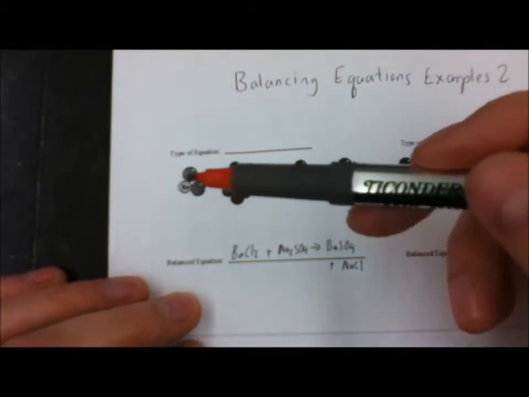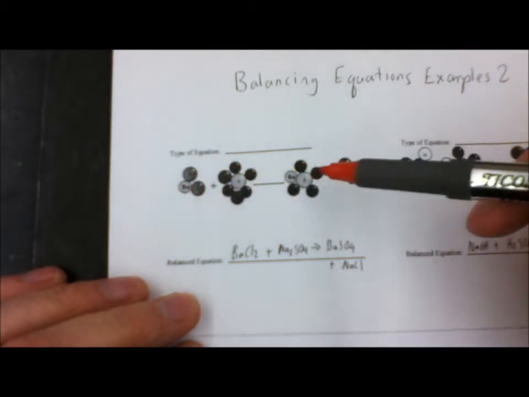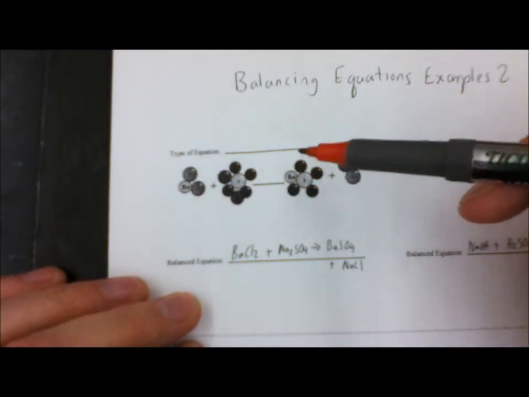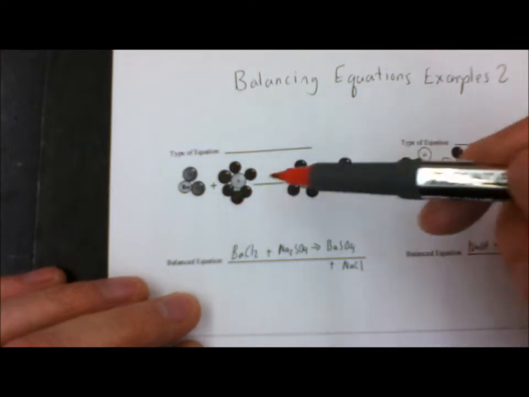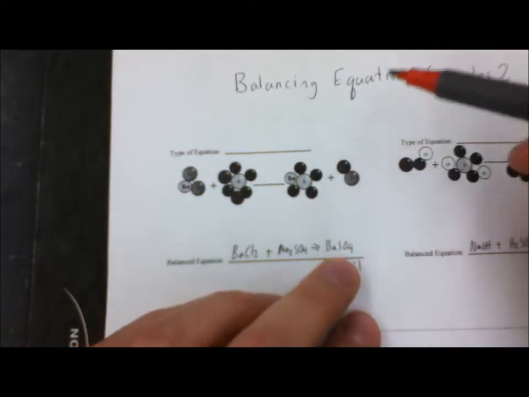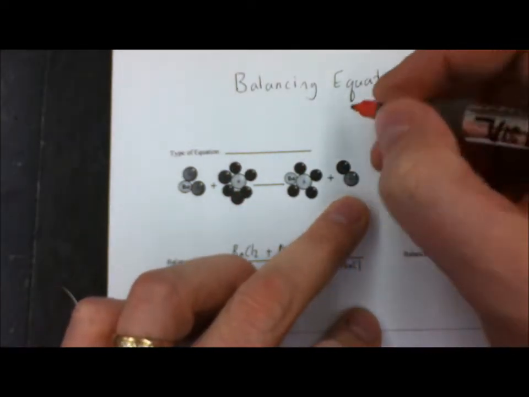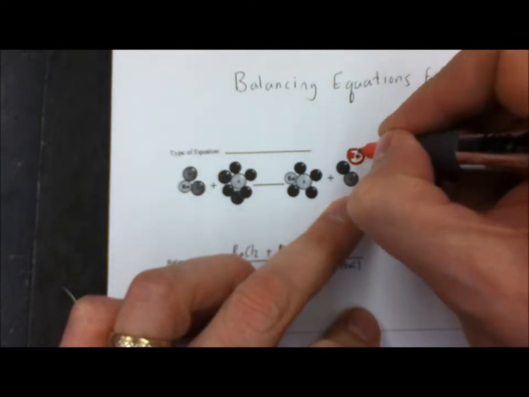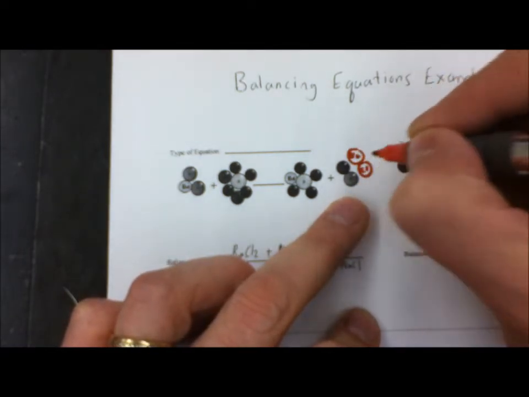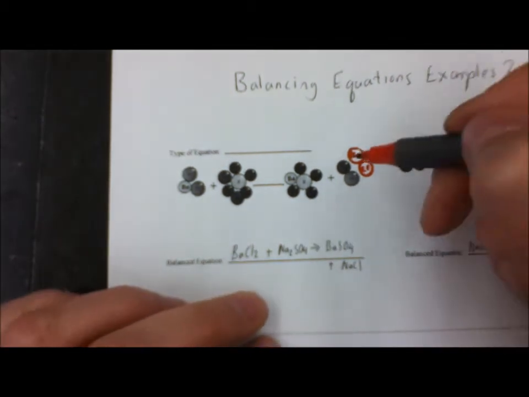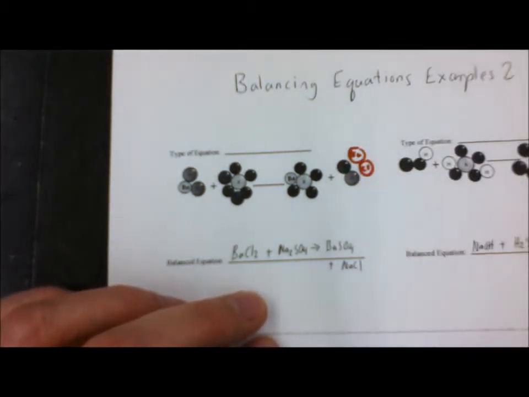Let's count them up. We've got 1 barium, 1 barium, so that's balanced. We've got 2 sodiums and 1 sodium. So the sodiums are unbalanced, so let's get those guys balanced. So let's add another molecule. Remember, you can't just add one atom wherever you want. You have to add the whole thing.